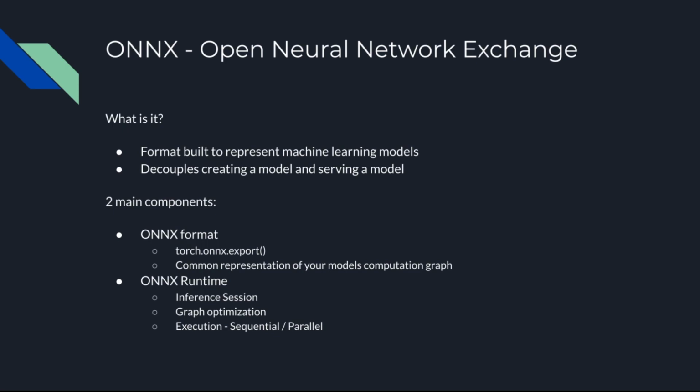Now for the second component of the ONNX runtime, execution. The execution can be accomplished by calling the .run command. As of right now, it seems that there are two main modes of operation. The first being sequential, and the second being parallel, where it will run the computation graphs in parallel if the operations allow for it.